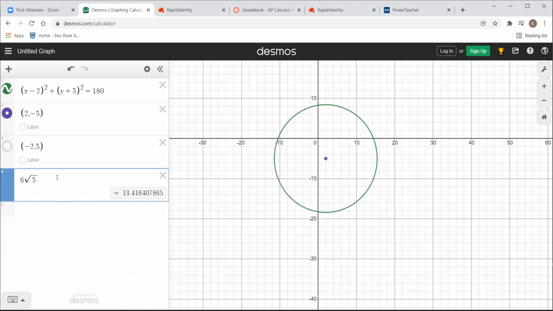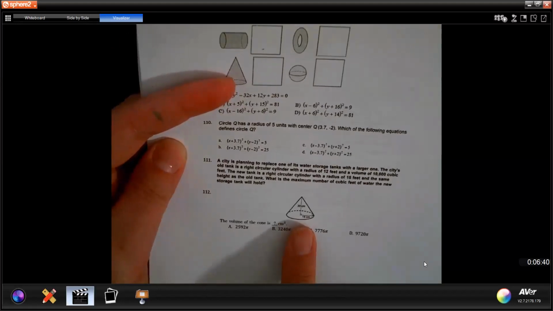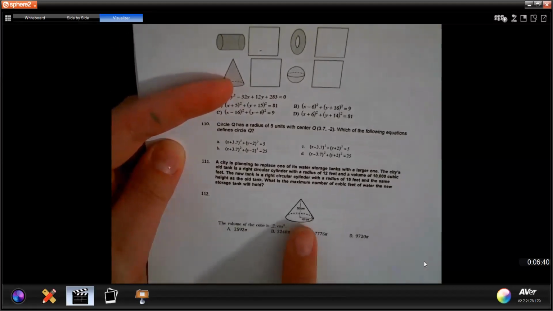If you start flipping through unit 6, you'll notice that a lot of those questions require that you remember formulas. So if you look at like 112, what shape is that? That's a cone. Do we remember how to get the volume of a cone? It's 1/3 times the area of the base times the height. So the area of the base is a circle. So pi r squared, so 1/3 times pi r squared times the height.